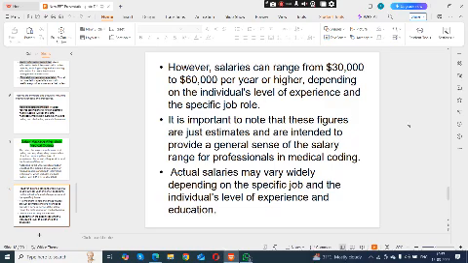The important thing is to take down these figures as estimates, intended to provide a general sense of the salary. It may vary according to the location you are working in, the company where you are working, and based on your experience and level of knowledge as well.